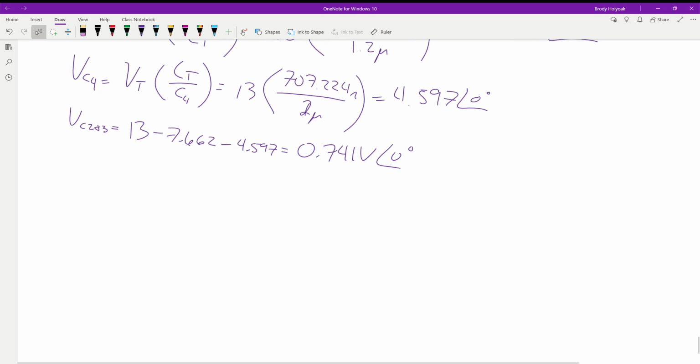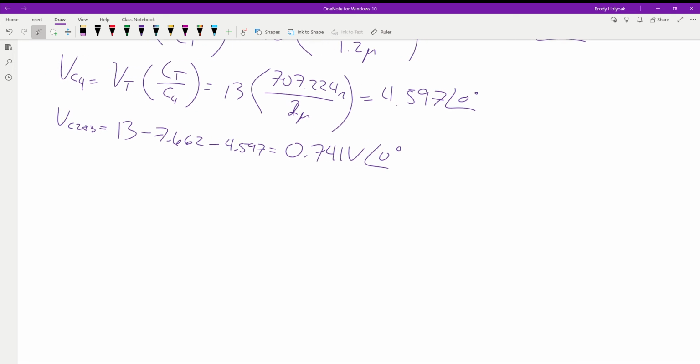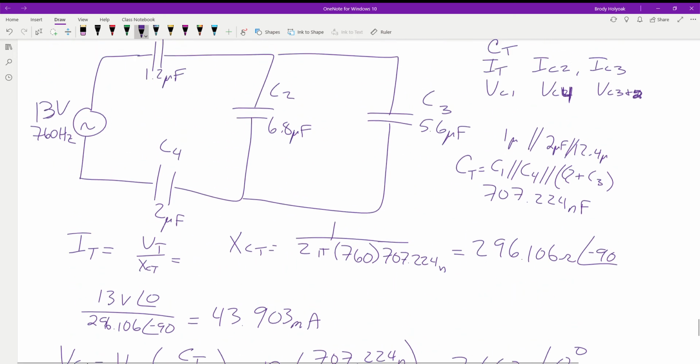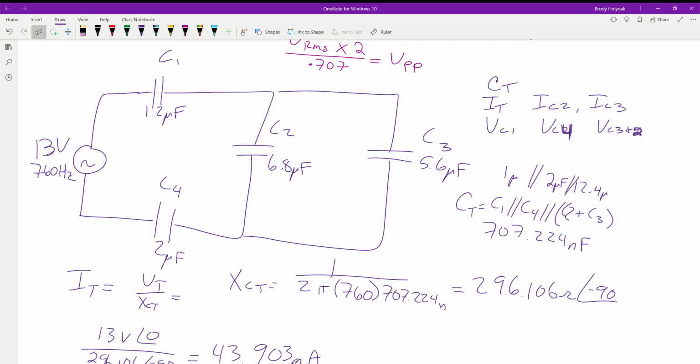So now that we find the voltages, we need to find the reactance value of capacitor 2. Because we know the current through C1, C4, it's going to be the total current. We know that these two are going to split up this total current. So all we have to do is find out how much current is going through C2. The rest of it has to go through C3.